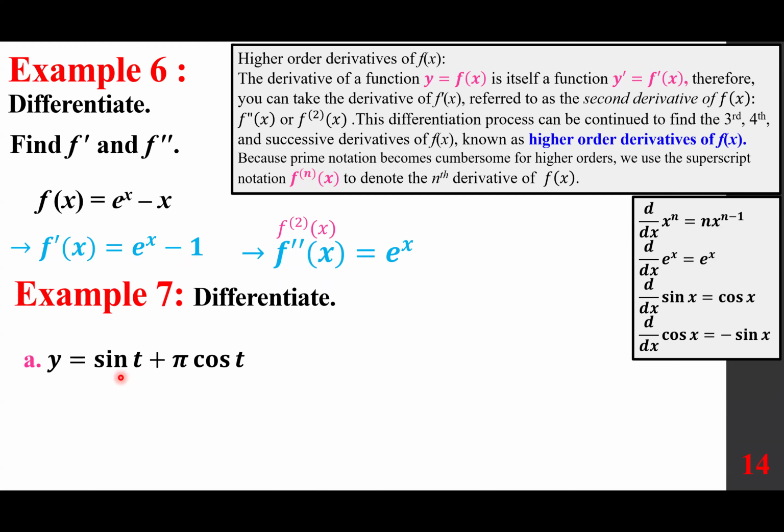We want to differentiate y equals sine t plus pi cosine t, so we are going to do term by term. The derivative of sine is cosine, so y prime is cosine t. The derivative of cosine is negative sine, so plus pi times negative sine, which makes it minus pi sine t.